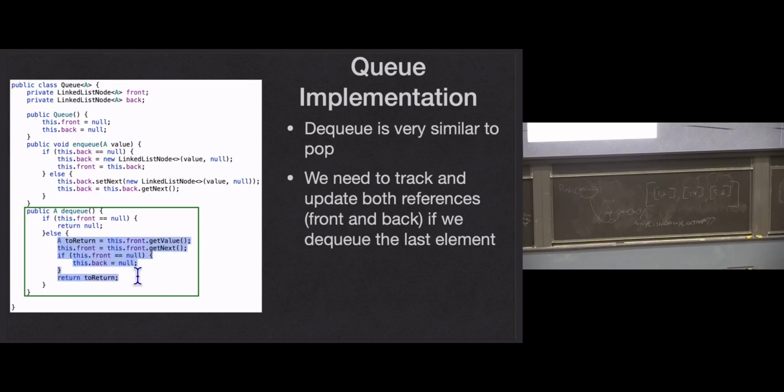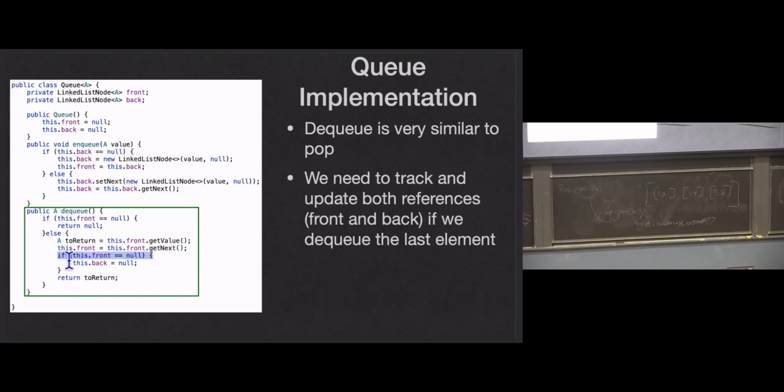If the queue isn't empty, we're going to do the same thing that we did with a stack. We're going to get the value, store it in a temp variable, return that thing, and update front to be front's next. So we're cutting the first node out of the linked list.